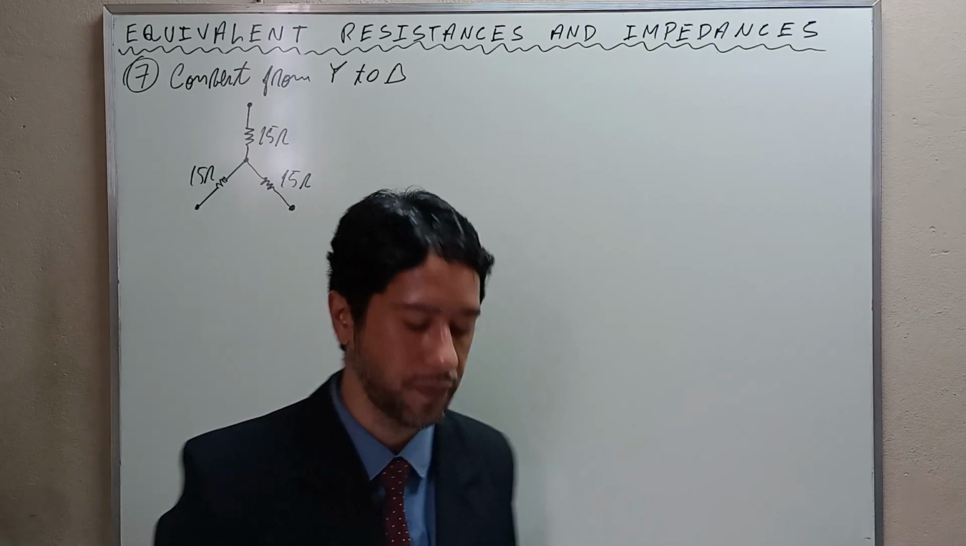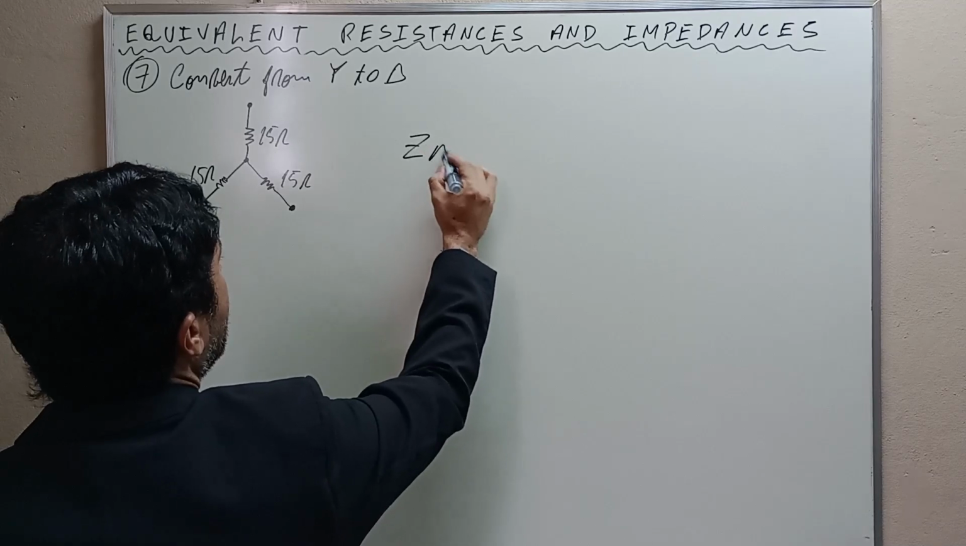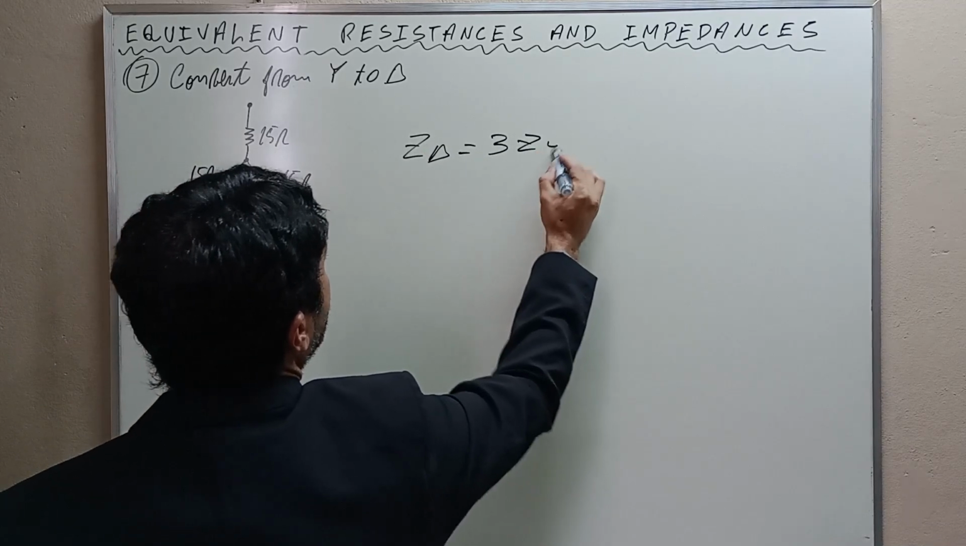Exercise number 7. What is the value of the resistances for the 3-phase delta equivalent configuration of the load shown in the figure? This is the question. Let's go to the solution. The exercise provided us this set of resistances connected in Y and requires us to convert it to a delta. For a three-phase load composed of equal resistances or equal impedances, the following is valid. Z delta is equal to 3 times Zy.